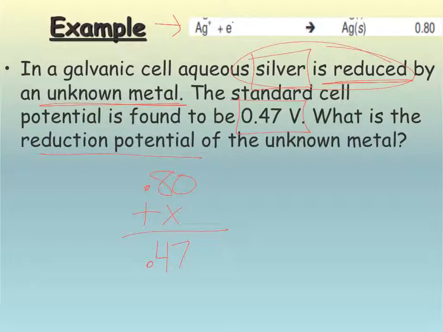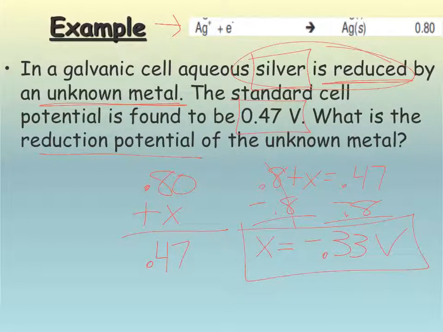Now if I just do a little bit of algebra, combine like terms, I get that X is equivalent to negative 0.33 volts. So that is the reduction potential for the unknown metal.